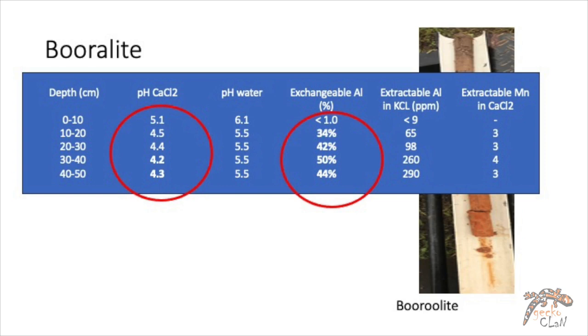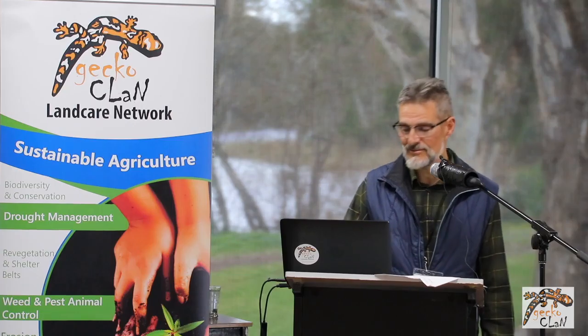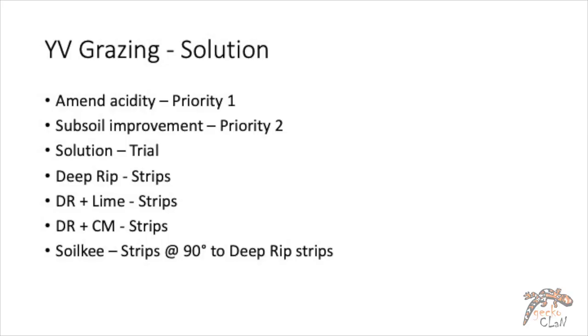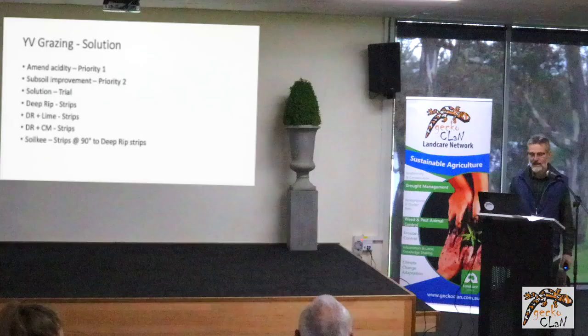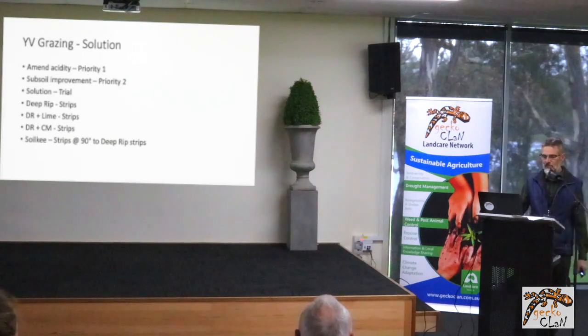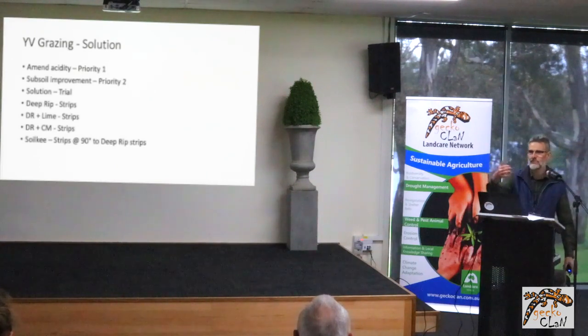So what are you going to fix? It's a bit like what Jim asked before. Drainage or the pH? So this is what we're trying out. Amend the acidity priority 1, subsoil improvement priority 2, and then the solution with the trial. It's been deep ripped in strips: deep rip plus lime, deep rip plus chicken manure, and then we're going to Soilkee across those strips.